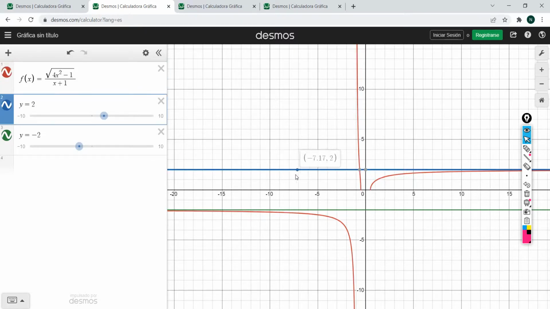This one in blue, which is y equals 2, and this one in green. I don't know if this is green, but I'm going to call it green. Y equals minus 2. And as we can see here, this branch is part of the function, actually touches right there. It touches the asymptote.